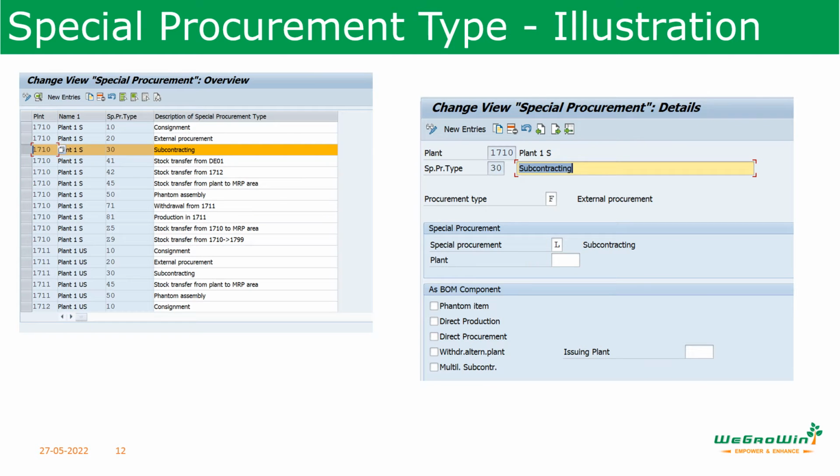The special procurement types may be transfer requirements from one plant to another plant, or make the material issue from another plant, or create the direct process order in another plant or in its own plant, or define the phantom item. Like this, there are different things. Please again go through all these things. See the settings like procurement type, special procurement, what the BOM components are, how to define the plant, issuing plant, those things.